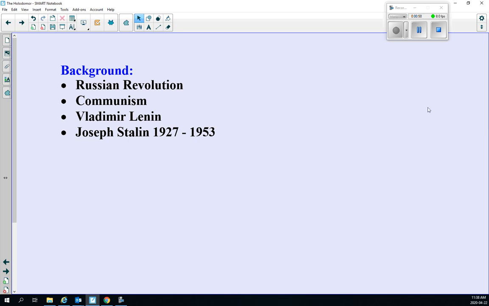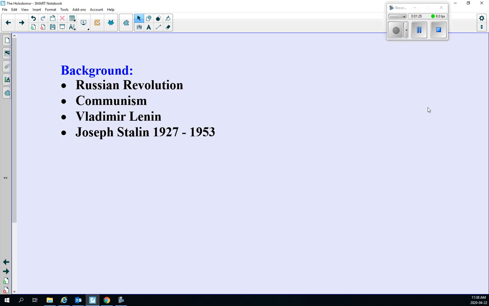In 1917, 1918, the Russian Bolsheviks overthrew Tsar Nicholas II, who was the Tsar of Russia. You don't need to know a lot about that. They were led by a guy named Vladimir Lenin. The Bolsheviks overthrow the Tsar, topple that monarchy, and take over and implement communism.